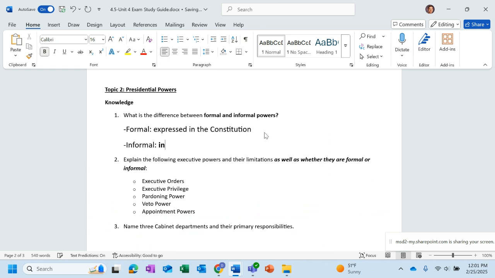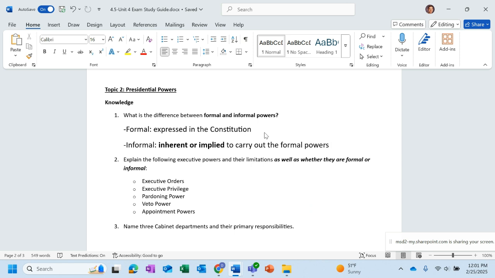Informal means they are inherent or kind of implied to carry out the formal powers. So executive orders are the prime example of this because the law does not generally say all the things that the president has to do to carry out the law, but the president is the chief executive, so they get to decide, within reason, within the limits of the statute, how they're going to carry out that law. And then they will make orders to their administration on how to do that.